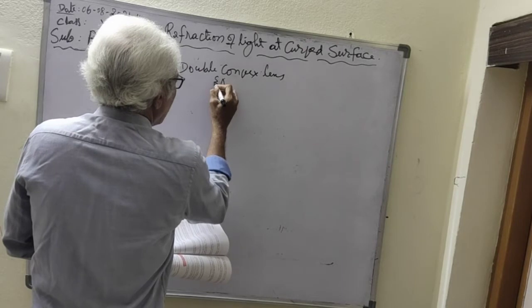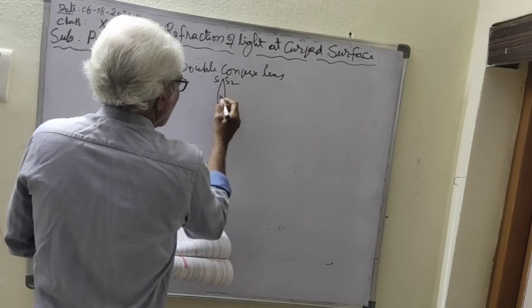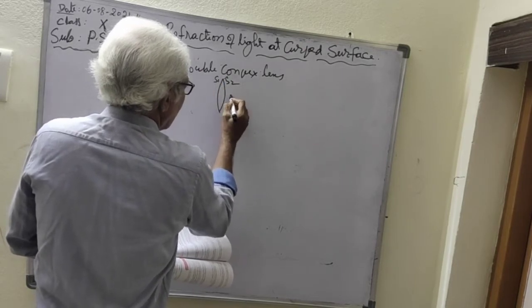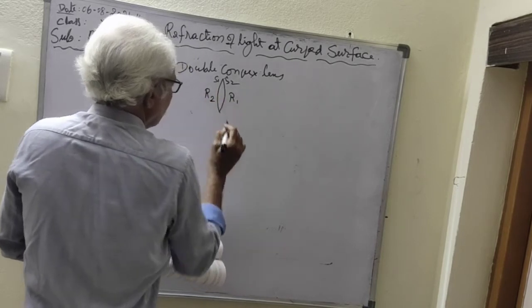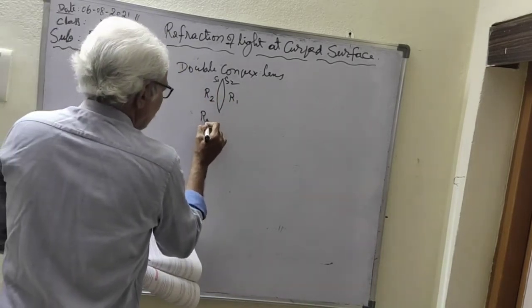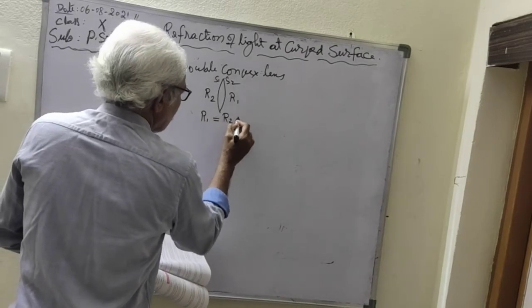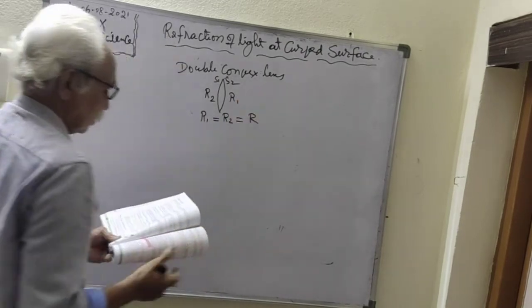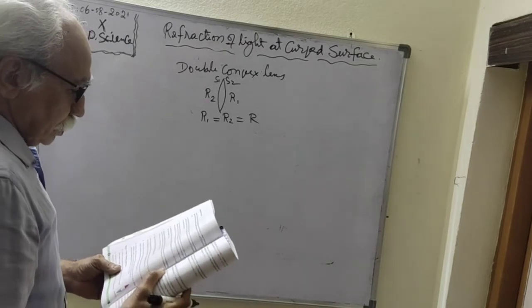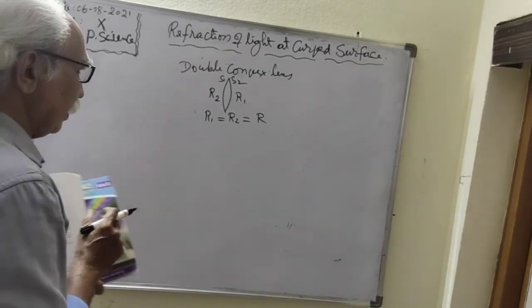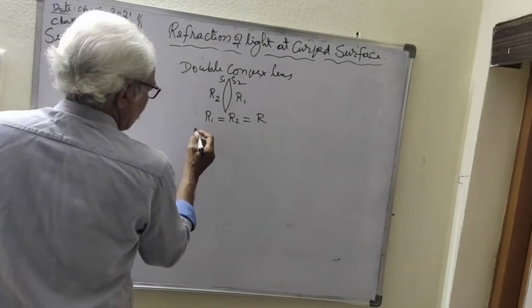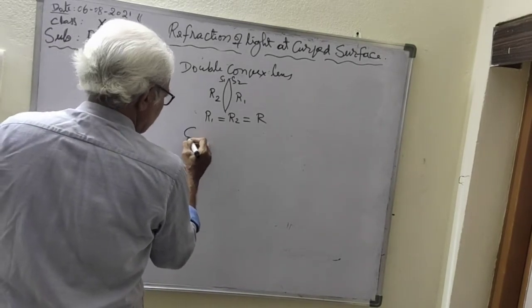It has two surfaces S1 and S2. S1 surface radius of curvature is R1. S2 radius of curvature is R2. So R1 is equal to R2, that is equal to R. And refractive index n is 1.5. So you can write the curved surface formula.